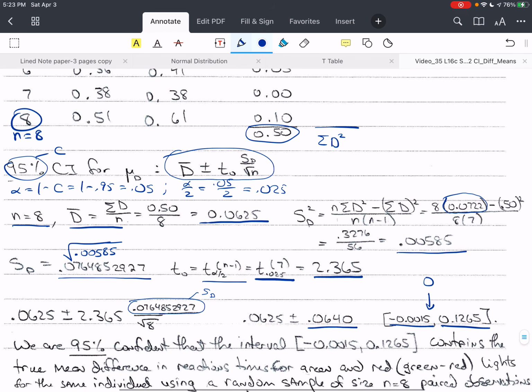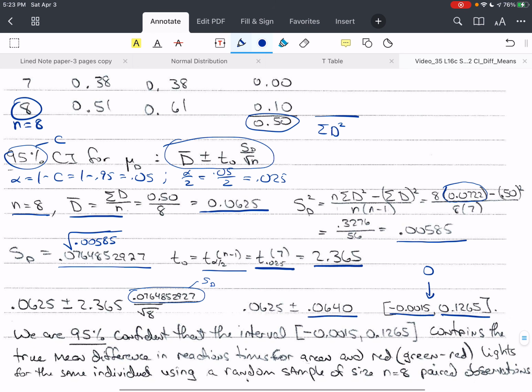So let's write it up. This is a little more difficult to write up because we need to describe what we measured, the mean of what. So we are 95% confident that the interval, there's our interval, contains the true mean difference in reaction times for green and red, green minus red, lights for the same individual using a random sample of size n equals 8, and I made sure that I said paired observations. So it's very obvious that these are paired observations.